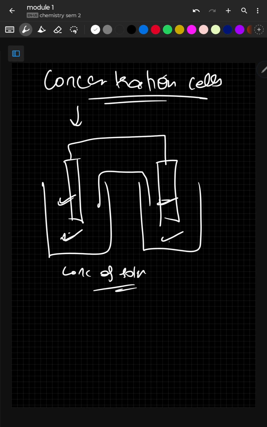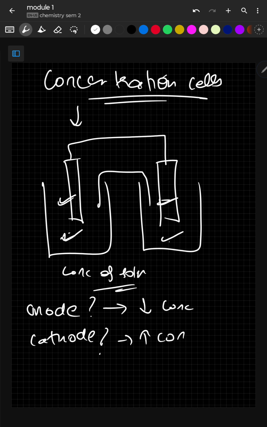But the question comes, how do we fix the anode and cathode? Anode was the one which had lesser potential back then. So now anode will be the one which has lesser concentration, and the cathode will have more concentration. So anode is the one which has lesser concentration, cathode is the one which has more concentration.